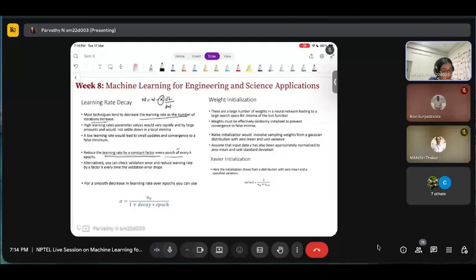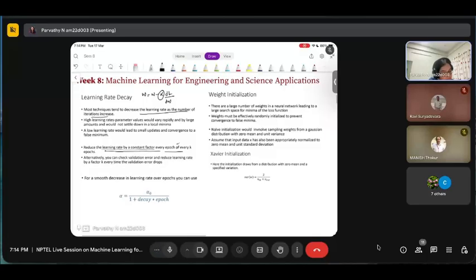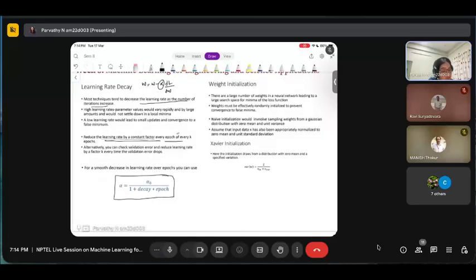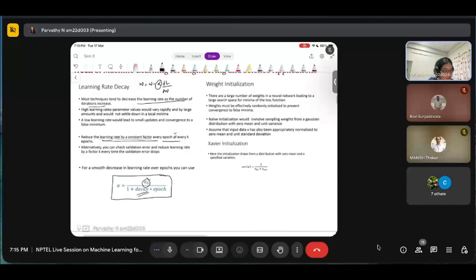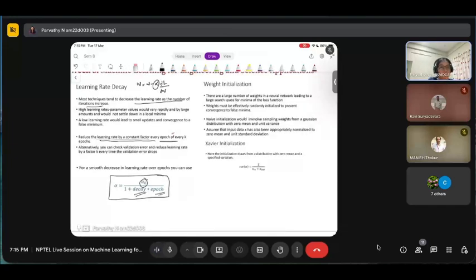Now one way to adjust the learning rate is given by this method. For a smooth decrease in learning rate over epochs, we can use this formula. Here alpha 0 is the initial learning rate, and decay is some constant value that we can set, and epoch is the epoch number. After every k epochs, you update the learning rate. So these are different ways of updating the learning rate decay.